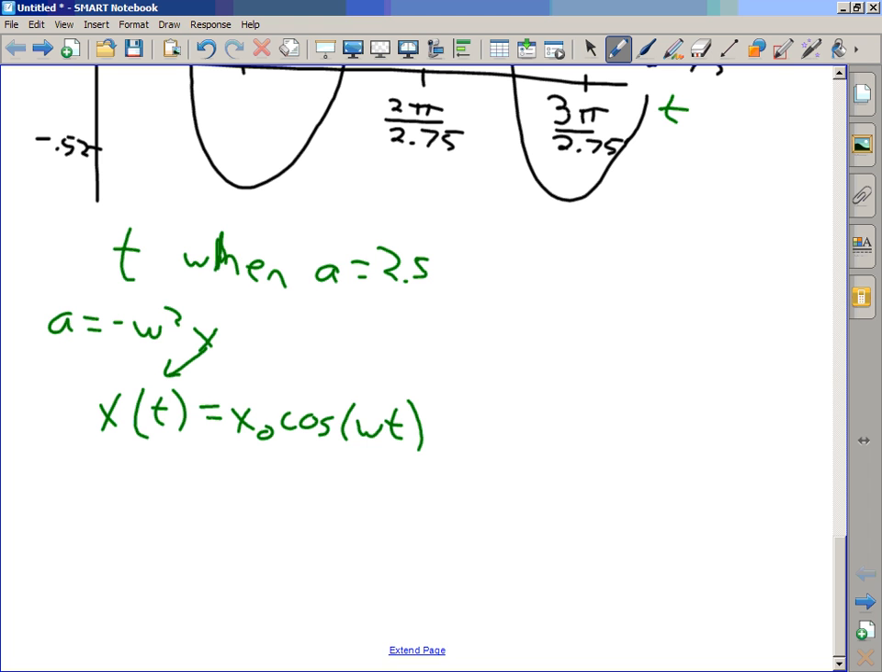Because cosine, by its very nature, is going to have multiple answers. Cosine of 0 is 1. Cosine of 2 pi is 1. Cosine of 4 pi is 1. Cosine of 6 pi is 1. 8 pi, 10 pi, all even number pi. Okay? All have the same answer.